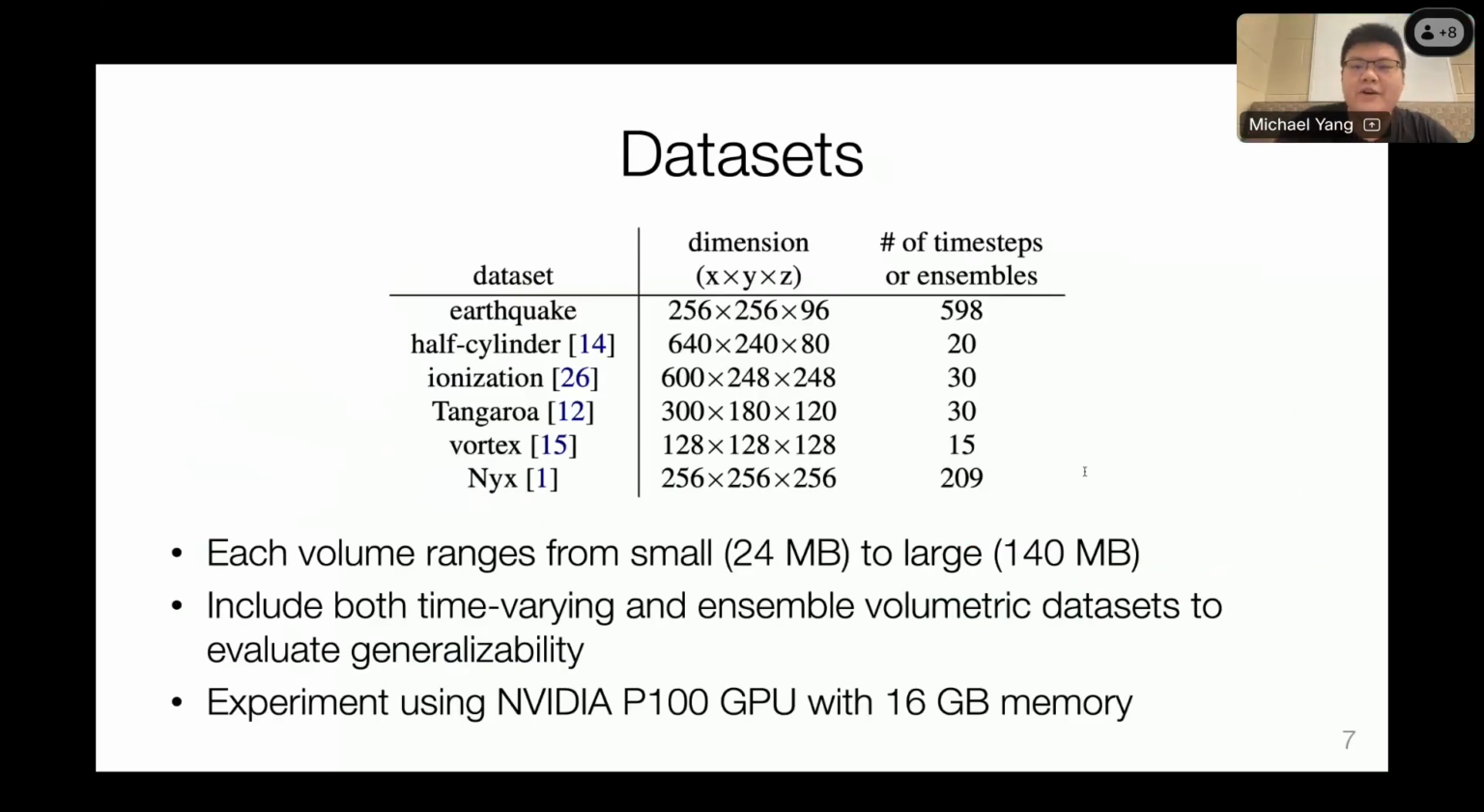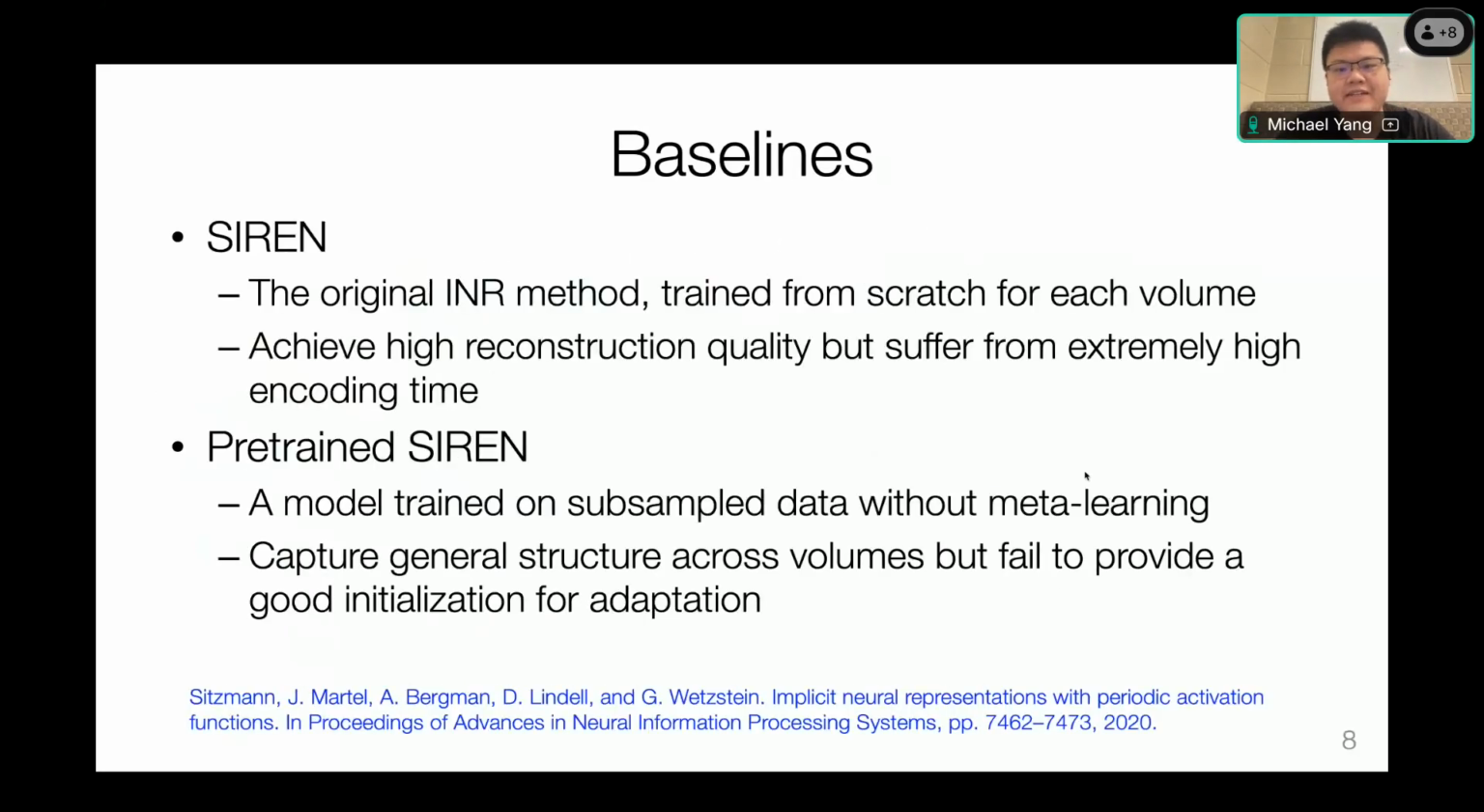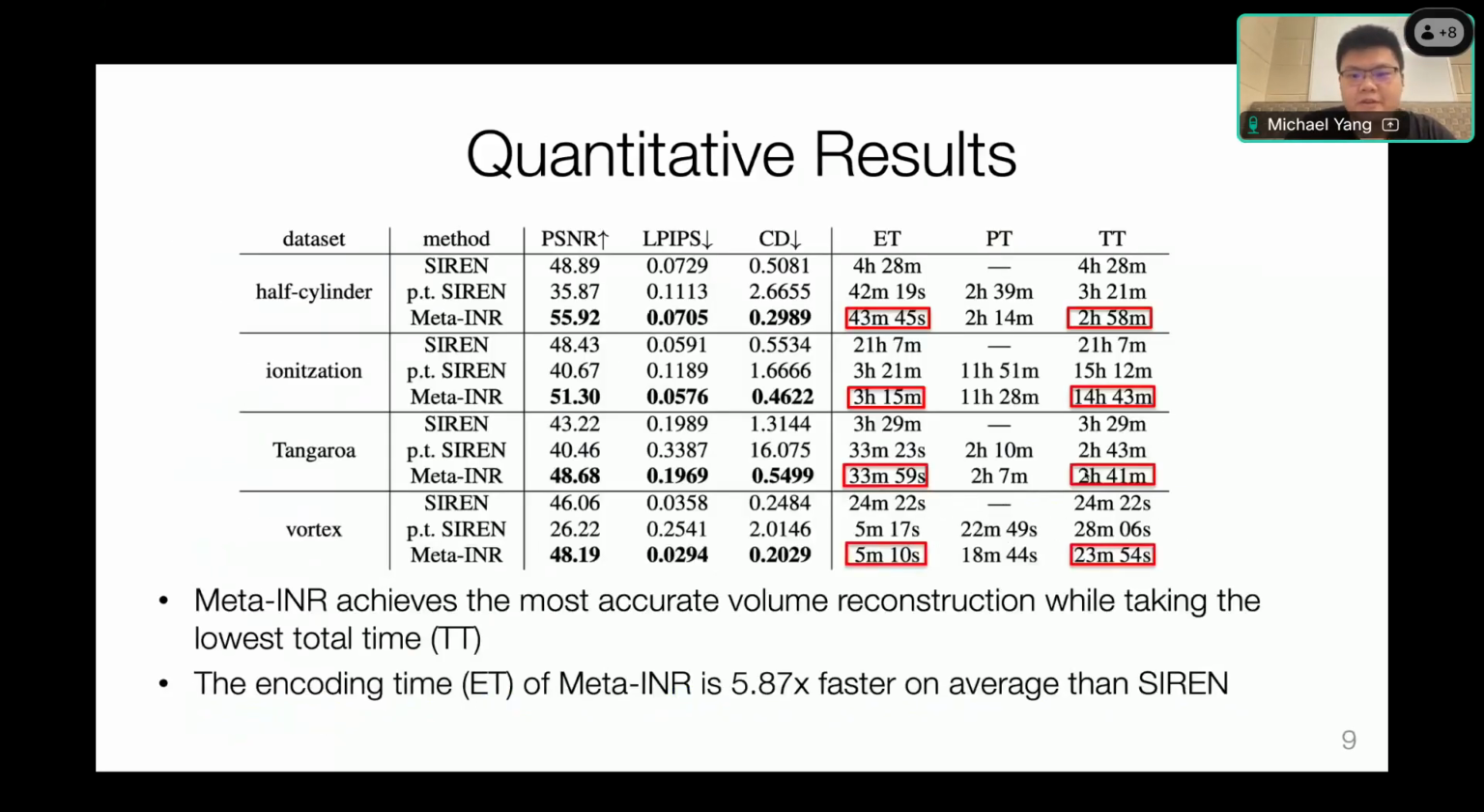So to test meta-INR, we ran it on 6 different data sets ranging from small to large, and we included both time varying and ensemble data sets. Our baselines are Siren, which is the original INR network trained from scratch, and also pre-trained Siren, which is similar to our meta-INR model, but instead we trained it on the subsample data without the meta-learning. It ended up not being a very good model, as in it failed to capture a good initialization that can provide fast adaptation. So quantitatively, meta-INR consistently outperformed both baselines across all of the datasets.